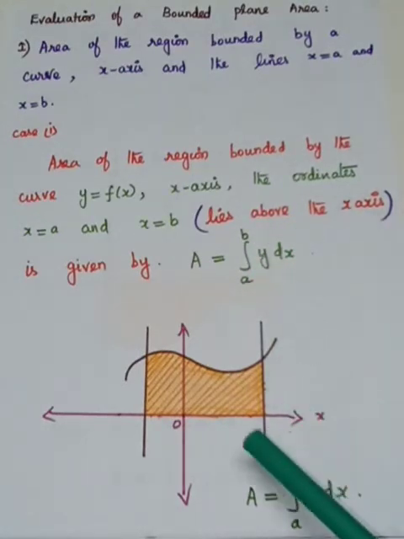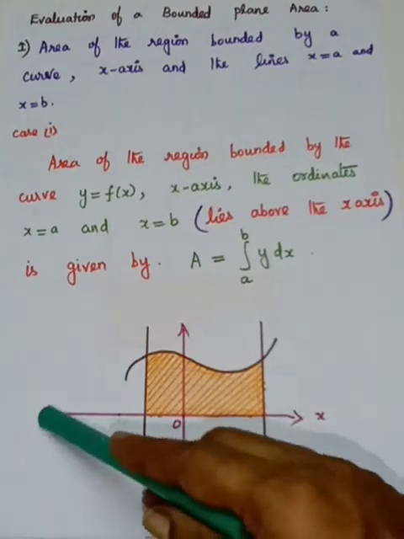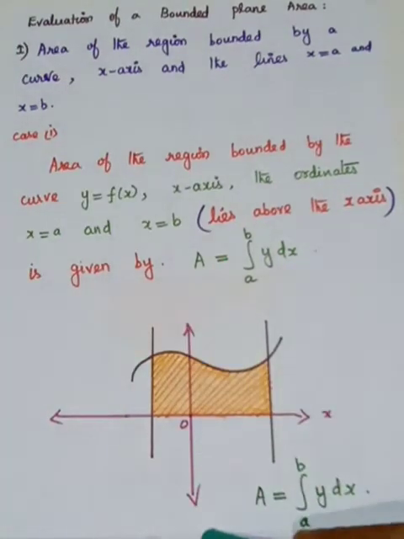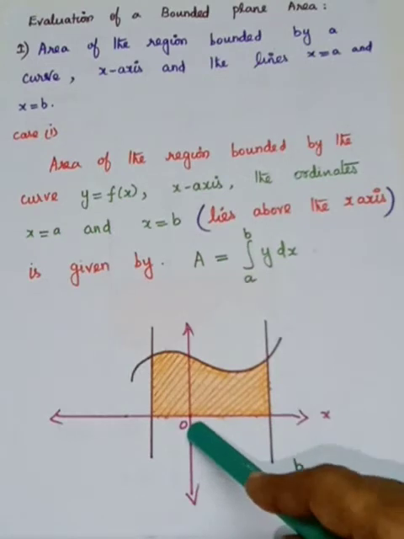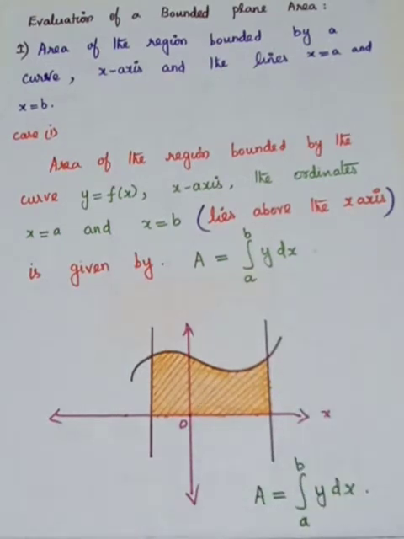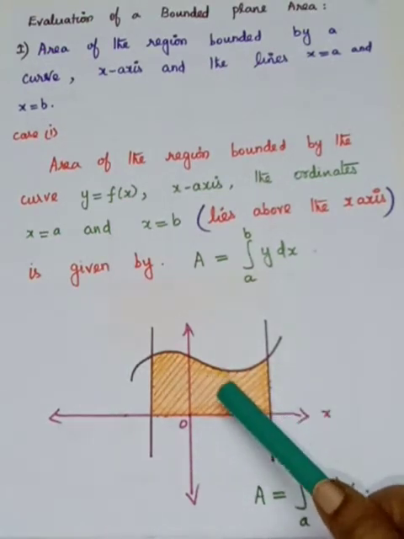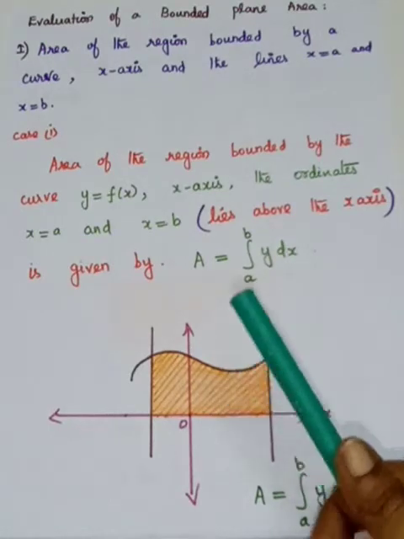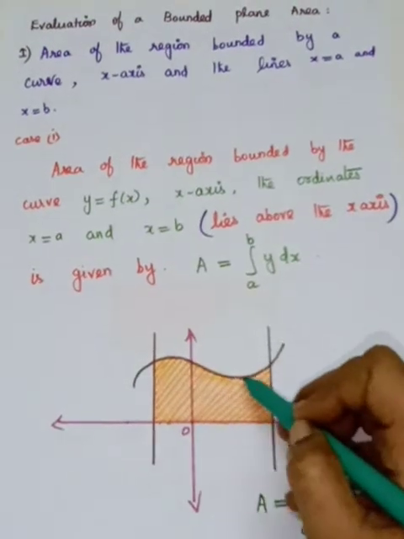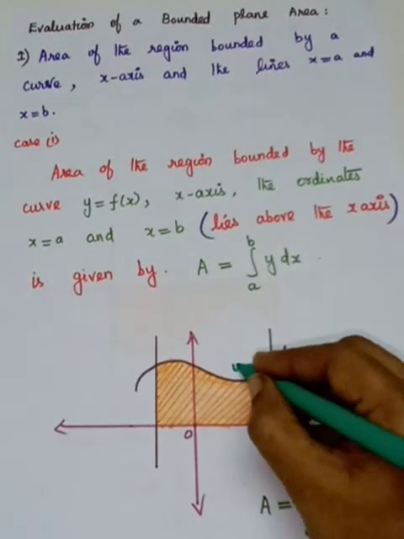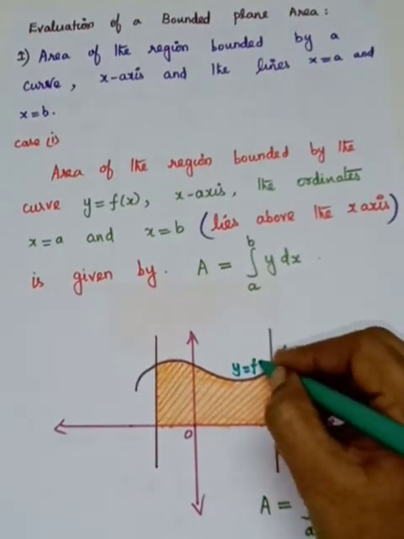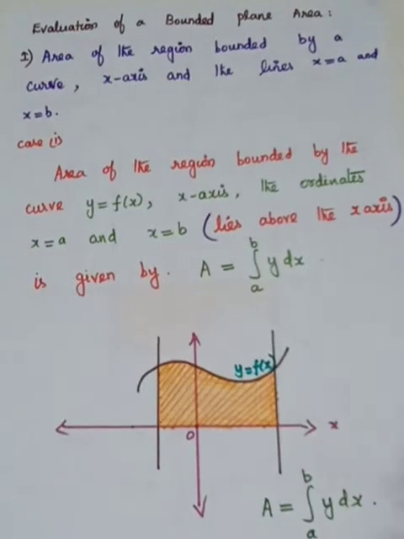Okay, you see the diagram here, x-axis and y-axis I have drawn, it intersects at the origin. Here the shaded part is the bounded region. This region is bounded on one side by the curve. So this curve is y is equal to f of x.